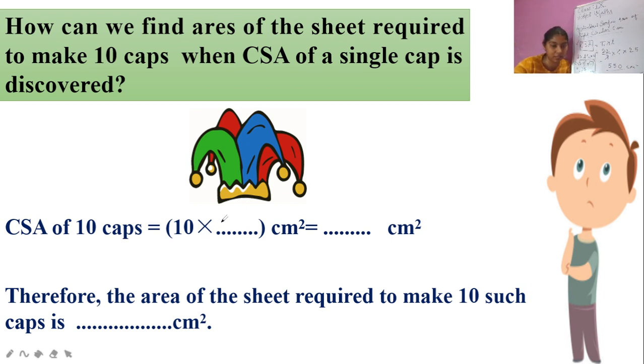So what is the curved surface area that we get? Let me write it down. That is 550, right? And if you multiply it by 10, you get 5,500, right? So write down the correct answer that we get for the area. The 550 is the curved surface area, right? So we have to multiply it for the 10 caps.